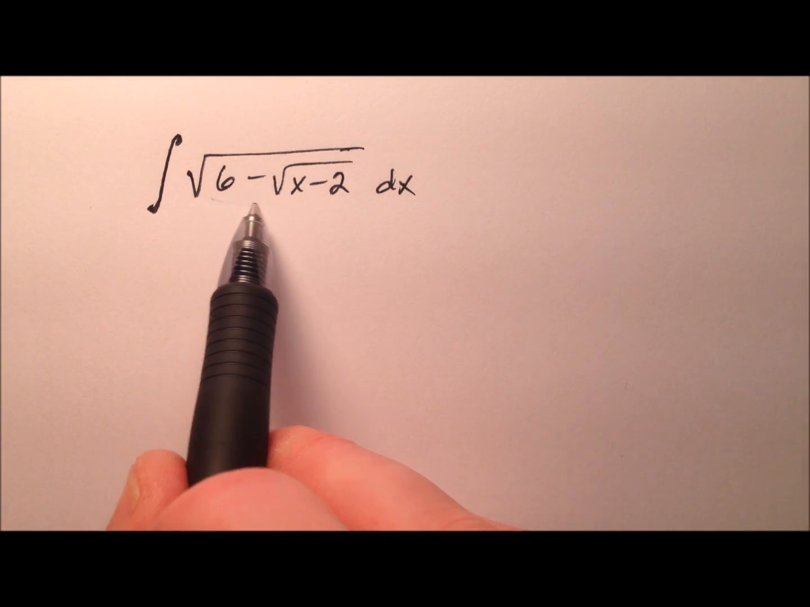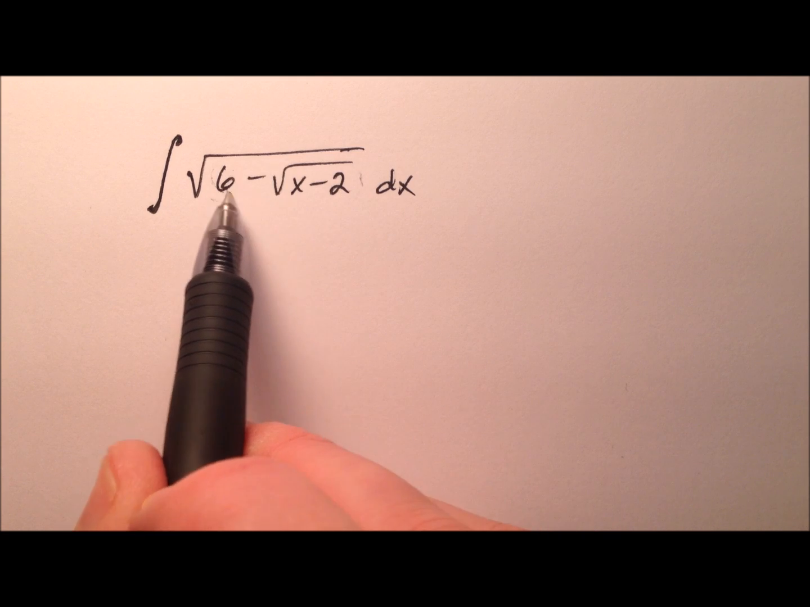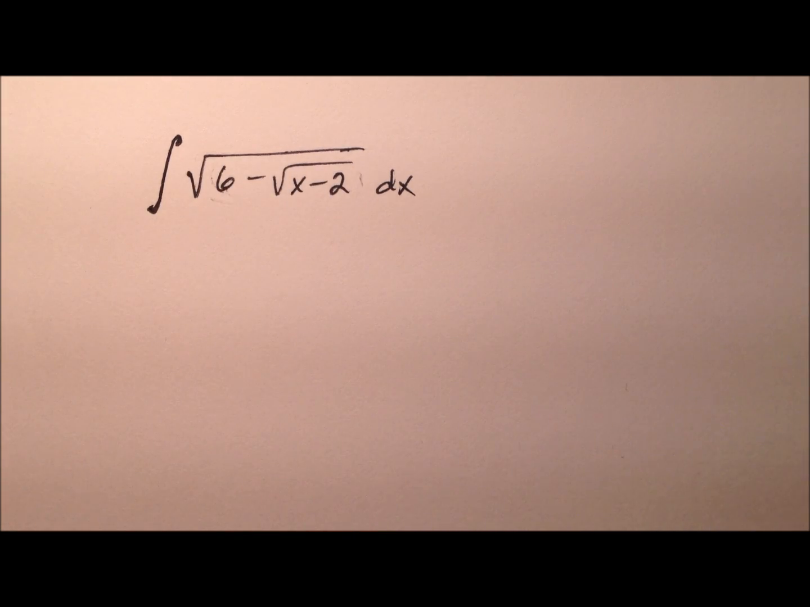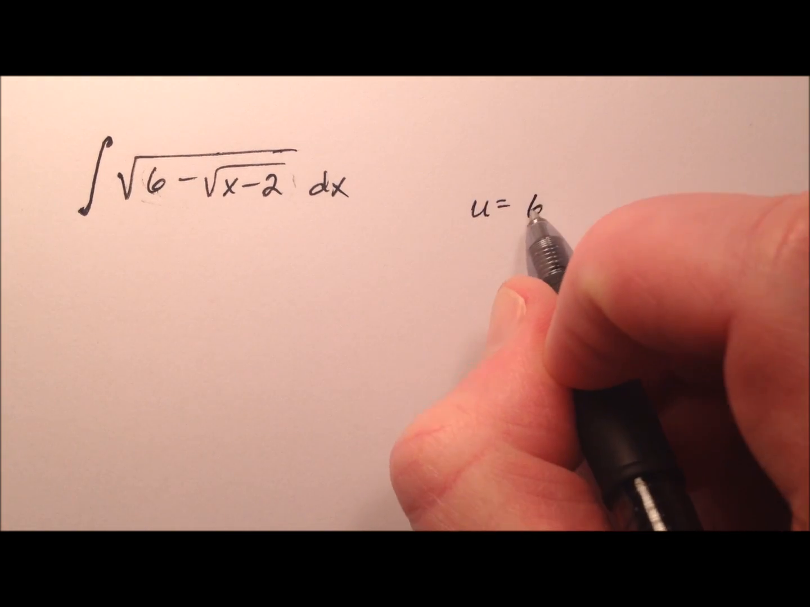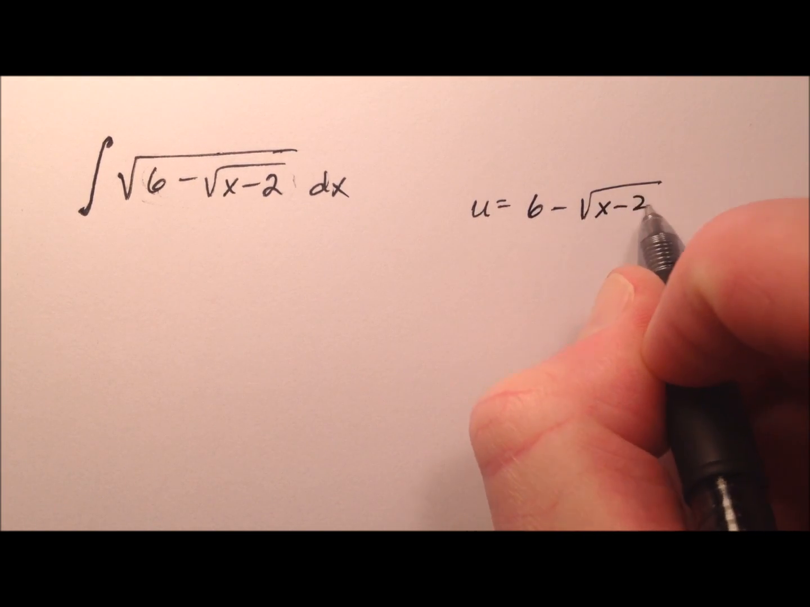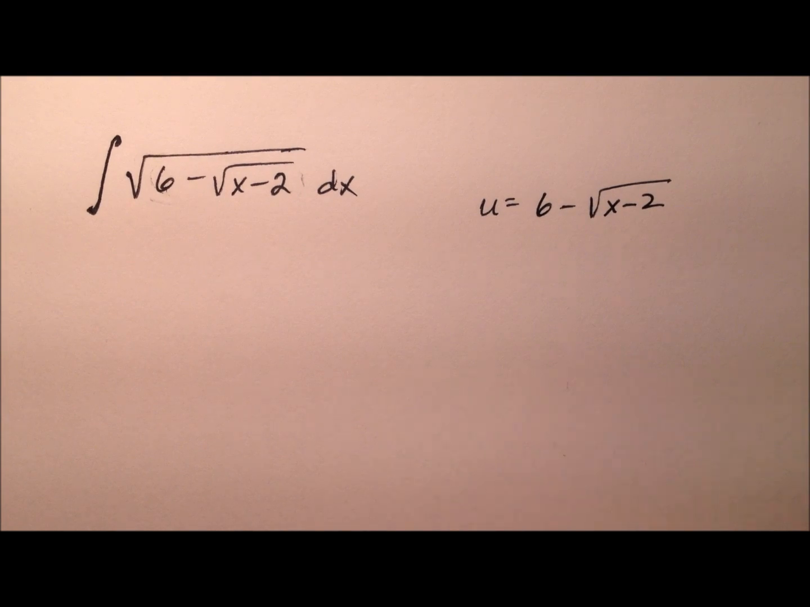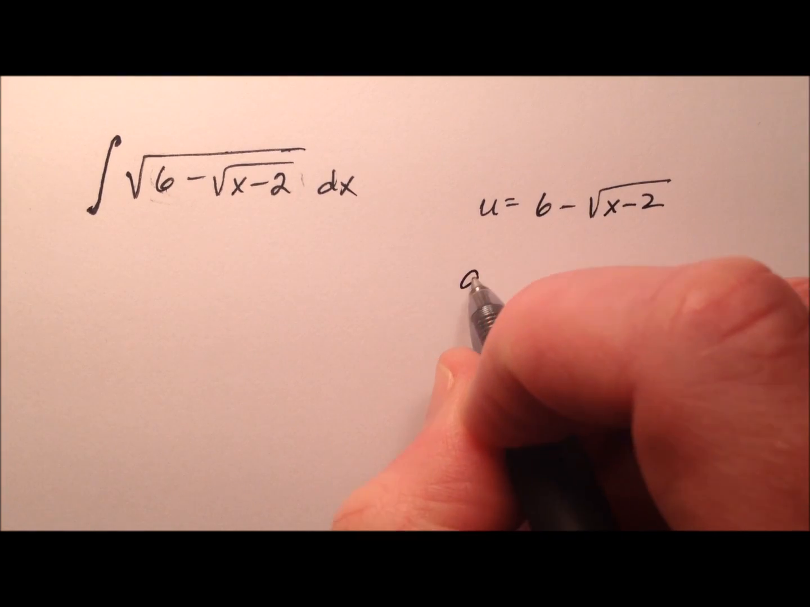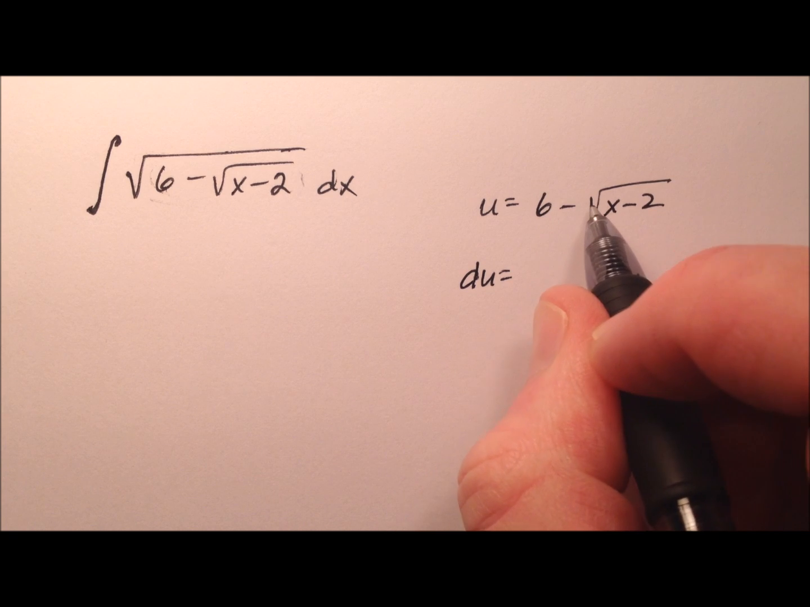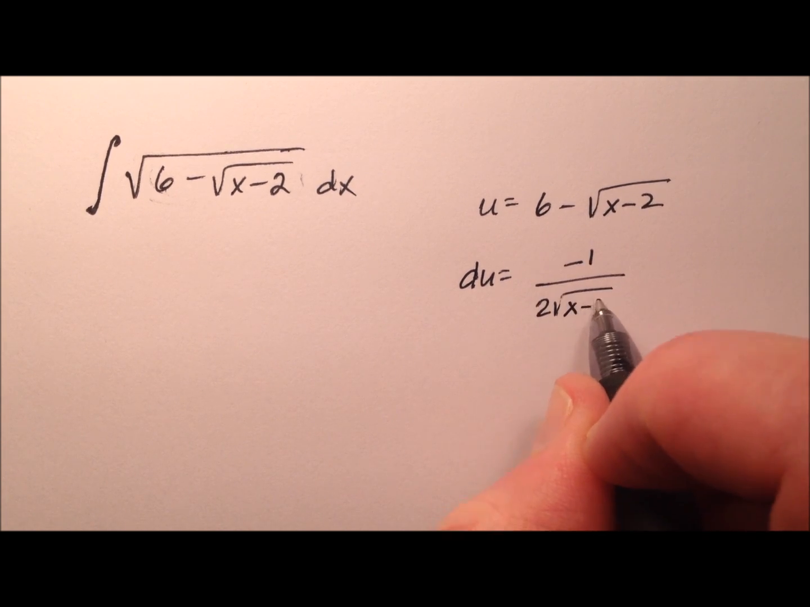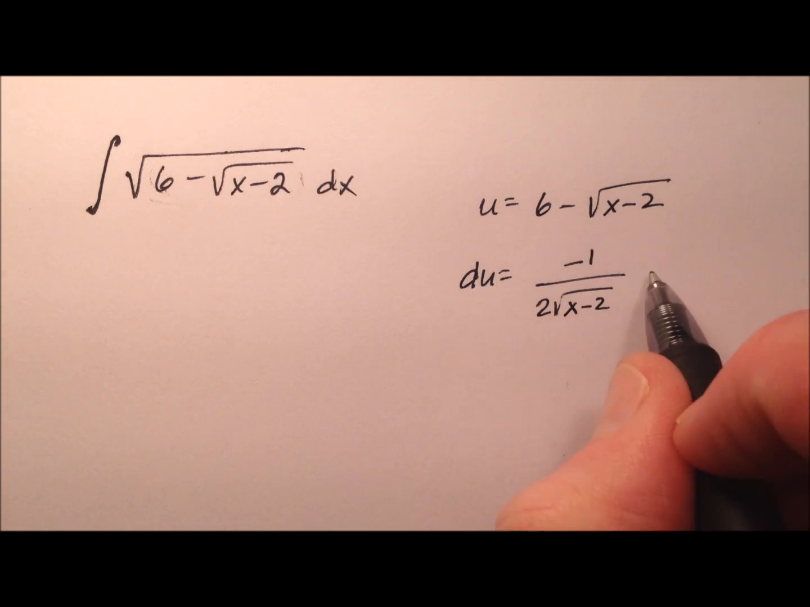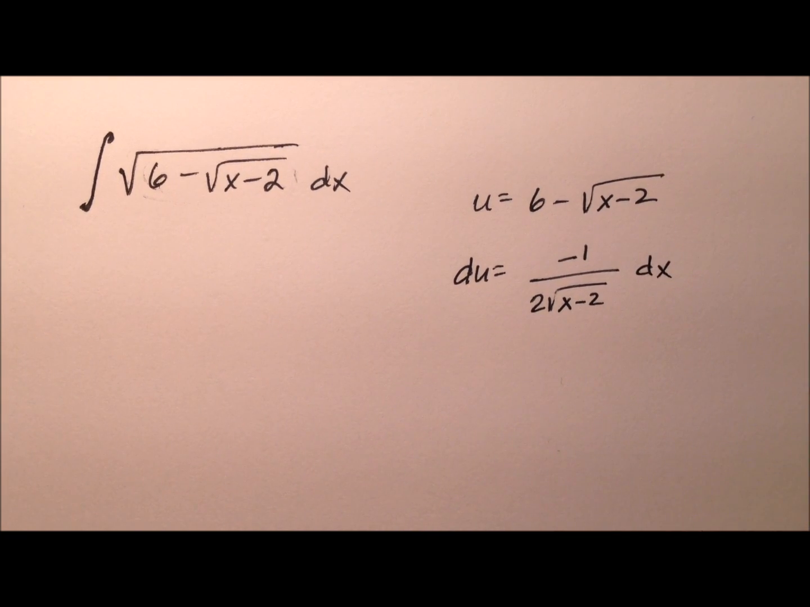So let's go ahead and make u the entire expression underneath the big radical. So let's say u equals 6 minus the square root of x minus 2. Okay, well, when I differentiate both sides, I'll have du equals, it looks like negative 1 over 2 times the square root of x minus 2, and that's dx.